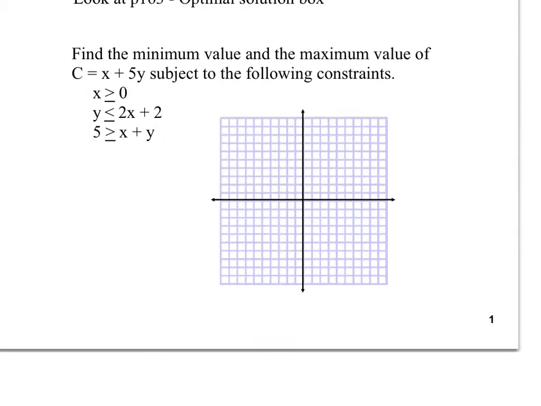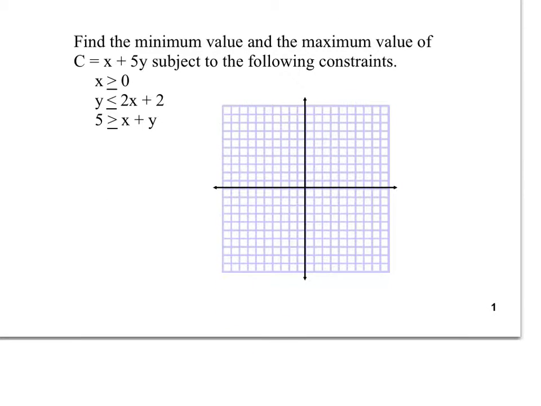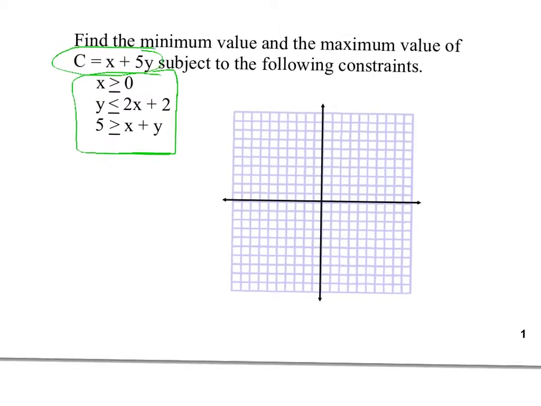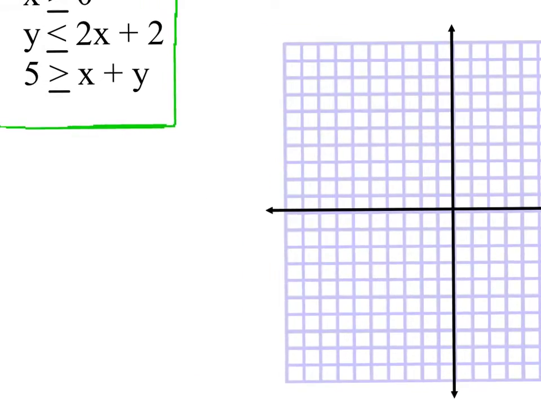Alright, so here's an example. We're going to find the minimum value and the maximum value. Oh gosh, I've forgotten the name again. But anyway, that's the equation that we're going to be using to find the biggest and the smallest. And below are the constraints that we will be graphing to find that. So what I'm going to do is make this nice and big so that when I do graph it, we can easily see and graph.